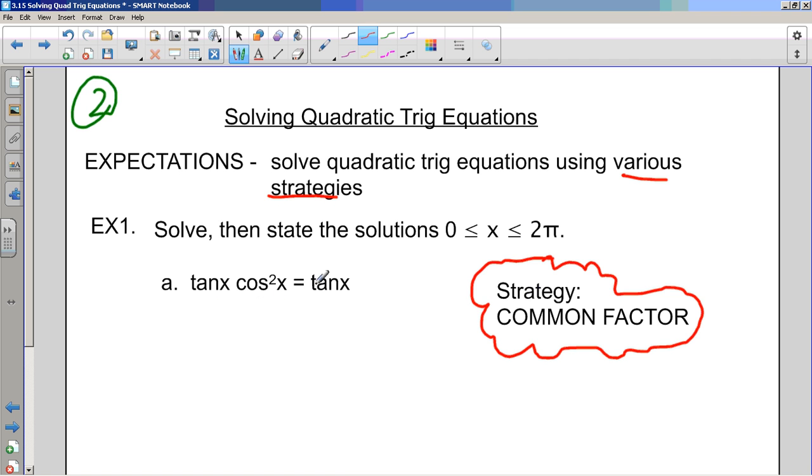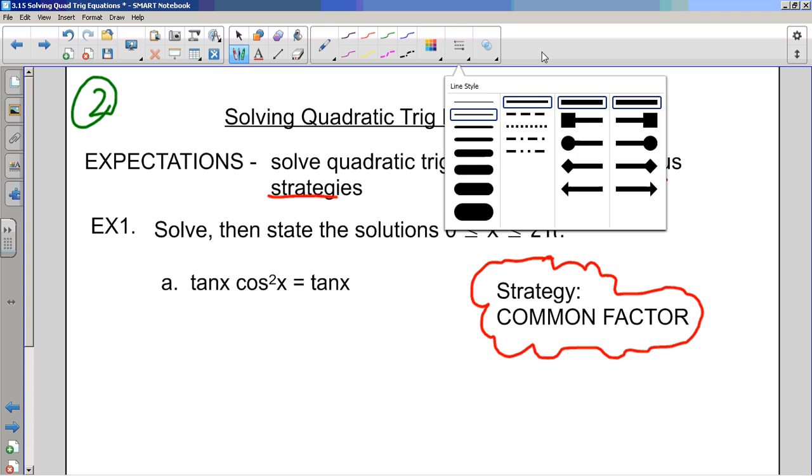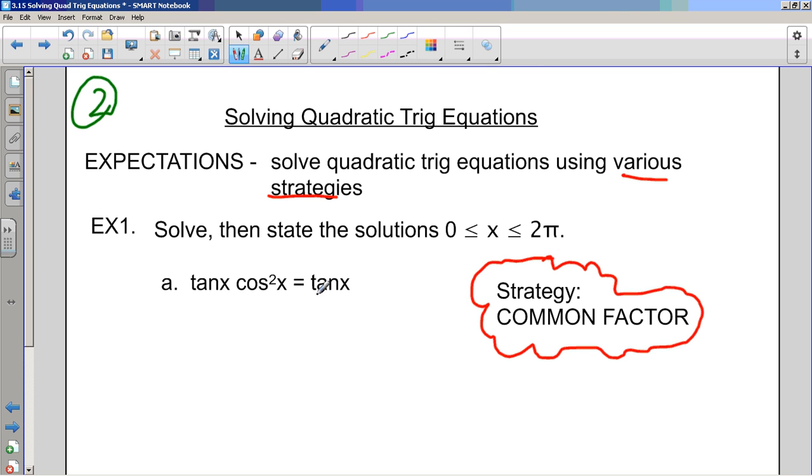And notice that right now, the way it looks, I can't use a common factor because there aren't any common factors. In fact, you might be tempted to divide by tan x, right? Bang, bang, gone. Well, the thing is, you can't divide by an expression like that in an equation because you might be dividing by 0, and dividing by 0 is kind of an illegal math thing to do. In fact, when tan x is equal to 0, there are some solutions here. So that's a bad thing to do.